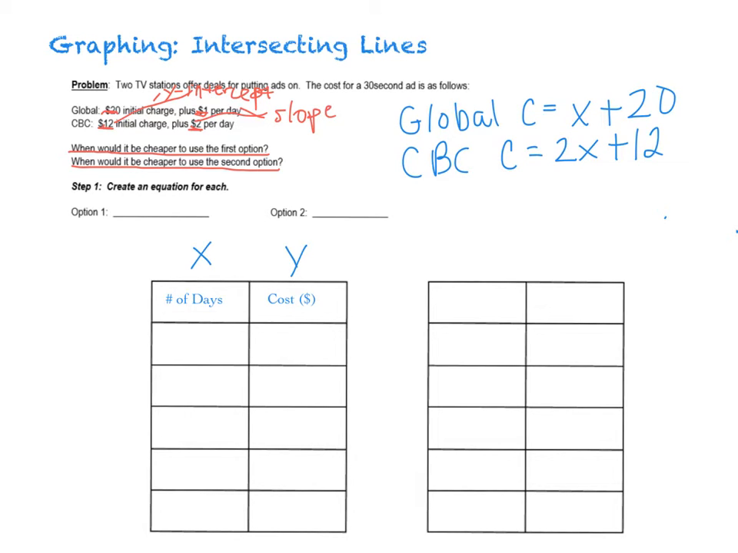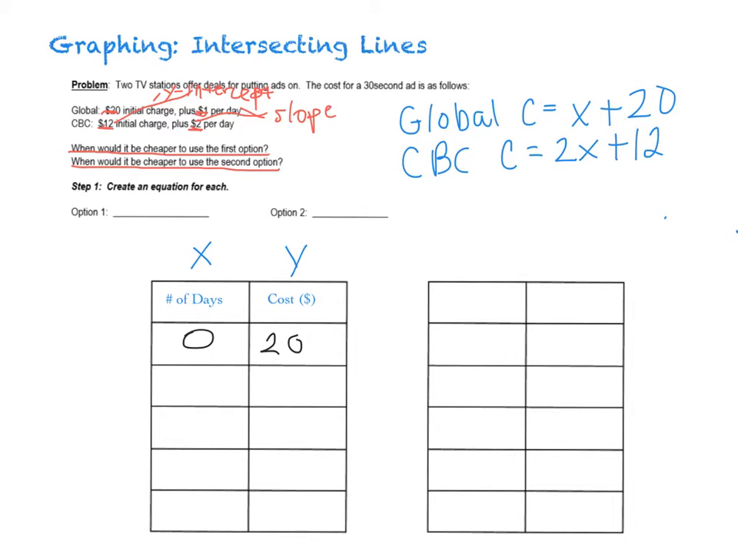Now, I'm not going to do my number of days as going by 1, because most people are not going to be interested in running an advertisement for 1 to 5 days. So I'm going to go by 5 instead. And my x variable column is going to start with 0, as we've been doing. So 0. And the cost for 0 days of advertisements with Global is the $20 that I have to pay as my initial charge.